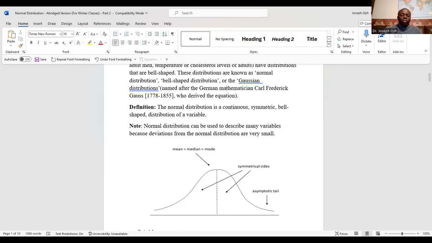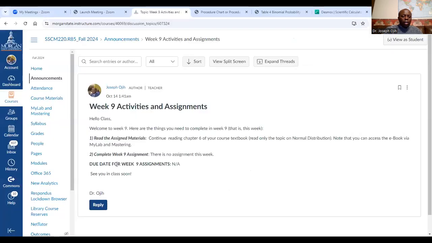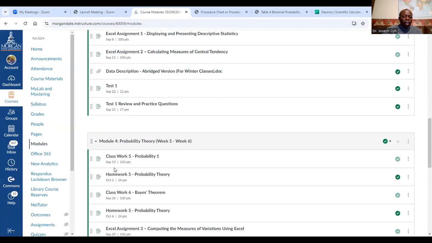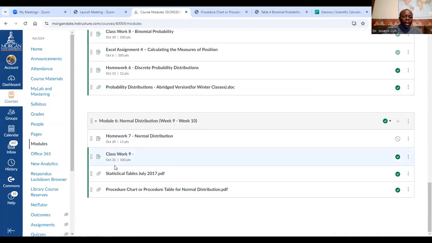Now, before I continue, I want to show you something. Once you log in to the modules, maybe after the class, scroll down to week 9. That's where we are now. Even though I have a classwork here, there's nothing there, and I made it due on October 21st. That means nothing to do this week, nothing to do next week. Okay? So don't worry about it.